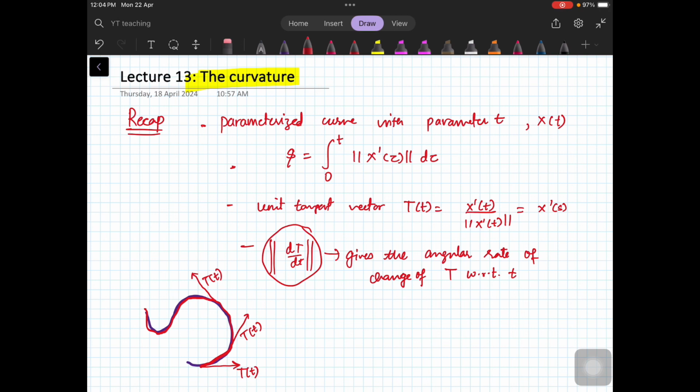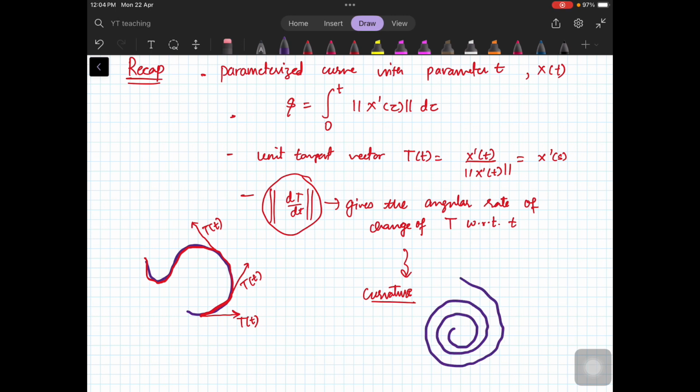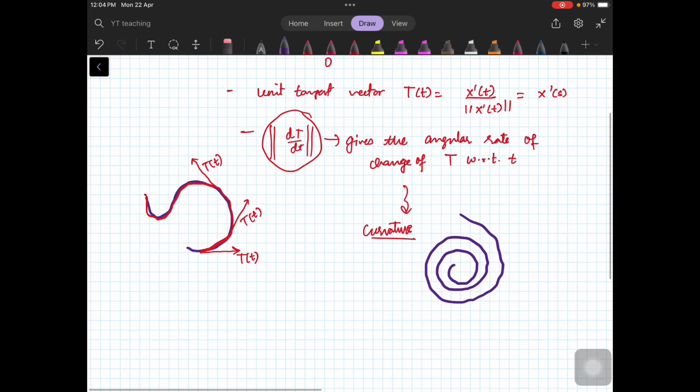Okay, now we define curvature. If you literally look at the meaning of curvature, curvature is telling us how much something is changing, right? If we are on a curve, we are saying the curvature of the curve is changing. So we define curvature of a curve as follows.